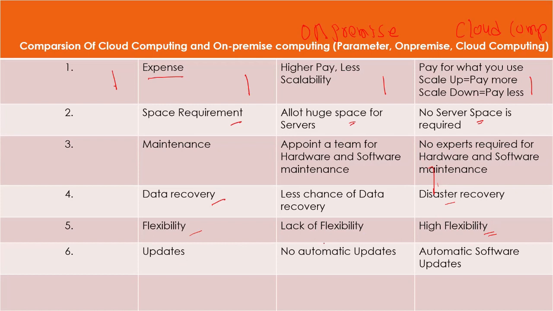Updates: if you are going with on-premise computing, all updates related to software and other things have to be taken care of by you only. If it is cloud, they will take care. So this is just comparing on-premise computing with cloud computing. That is the second point. First we saw what cloud computing is, then we compared on-premise computing with cloud computing. And here the winner is cloud computing, because it has a lot of advantages over on-premise computing.